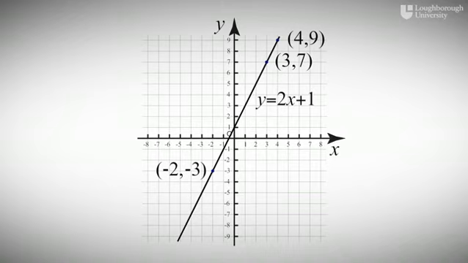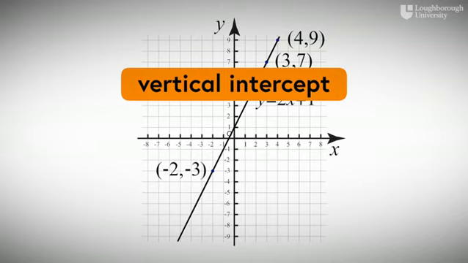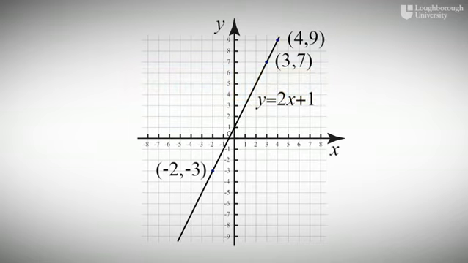Notice from the graph of y equals 2x plus 1 that the value of c, in this case 1, gives the y value at the point where the graph cuts the vertical axis. We call this point the vertical intercept. It is always the case that the value of c in the equation y equals mx plus c gives the value of the vertical intercept. Knowing this fact helps us to draw the graph correctly.